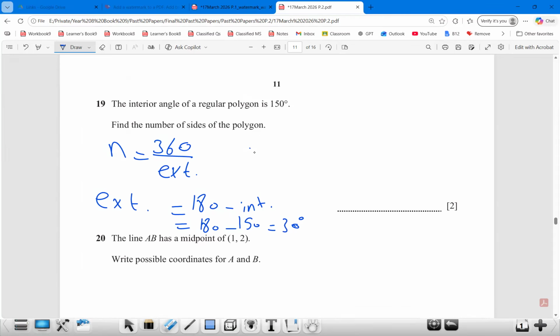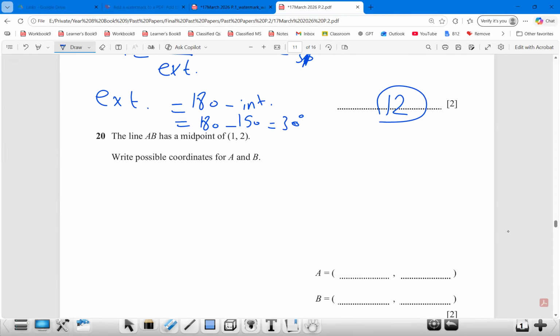You take this and you substitute in the number of sides equation. N equals 360 over exterior, which is the 30 degrees, which is what we've just found. So bye-bye to the 0. 36 divided by 3 is just 12. Or simply use your calculator to do 360 divided by 30. So it is going to give you 12.